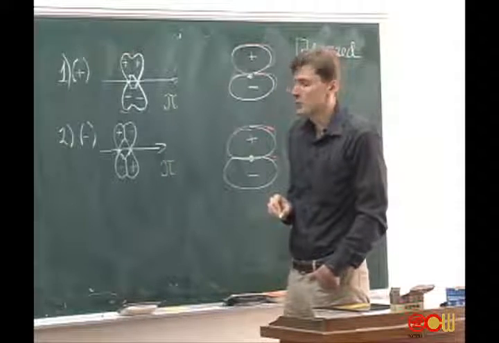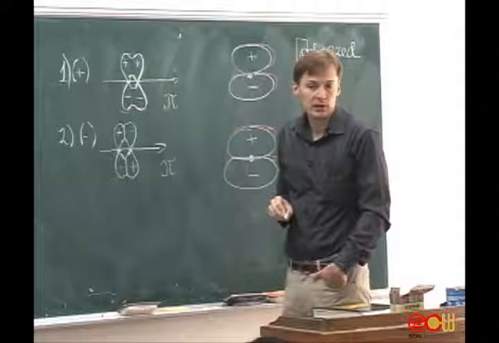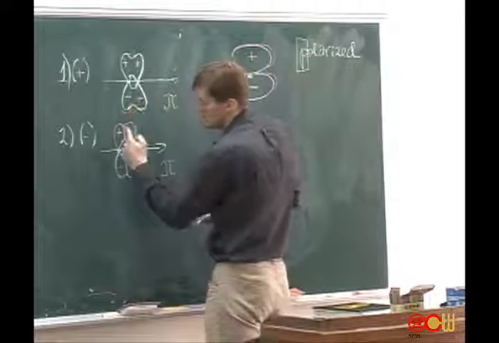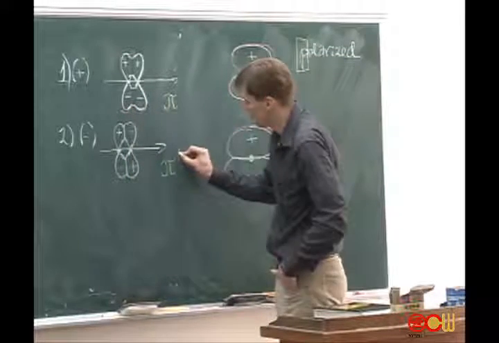Now, with this pi, which one is bonding? Which one is anti-bonding? Like always, the anti-bonding has a plane, nodal plane. So you see that the nodal plane is here. This is the anti-bonding pi orbital.